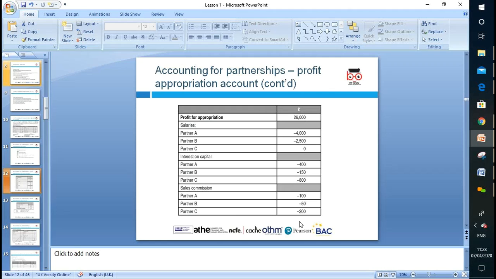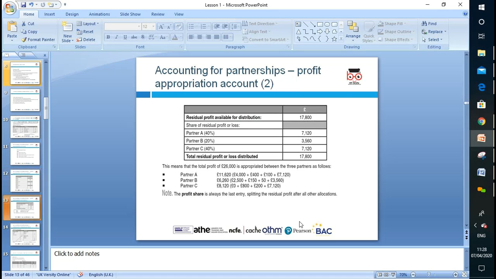Like here, say the profit we have from the business is 26,000, and there are three partners: partner A, partner B, partner C. Partners getting a salary, we subtract it. Then interest on capital, we subtract it, which is an expense for the business. Then commission, we subtract it. Whatever is left after this is the residual profit. Now that profit will be distributed between the partners.